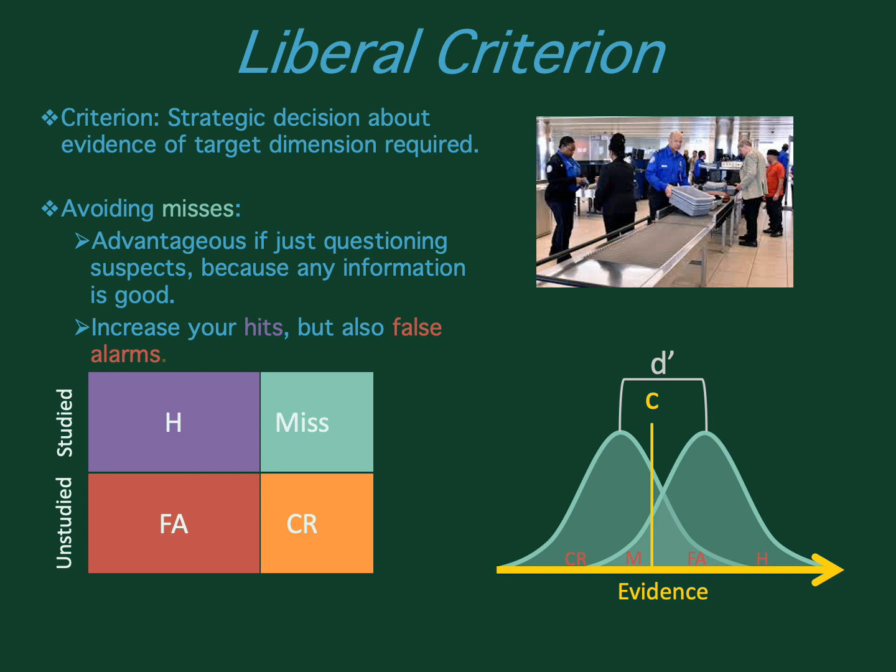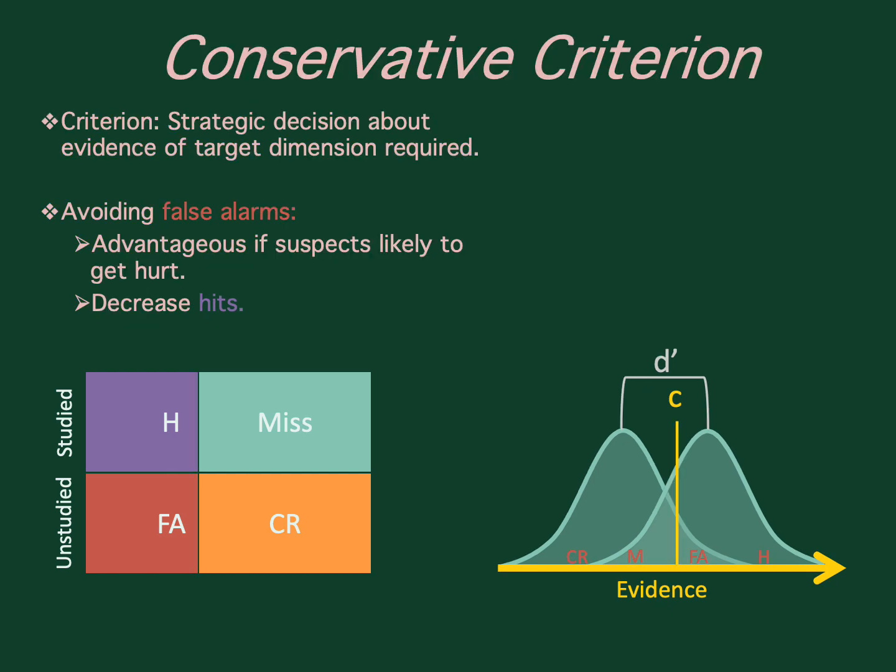For example, when doing a general security sweep, such as a TSA bag check, a security officer may want to use a liberal criterion, requiring less evidence to avoid missing information about a potential threat. However, when trying to apprehend an individual, a security officer may anticipate the use of force and want to use a conservative criterion to reduce the risk of harming an innocent person.